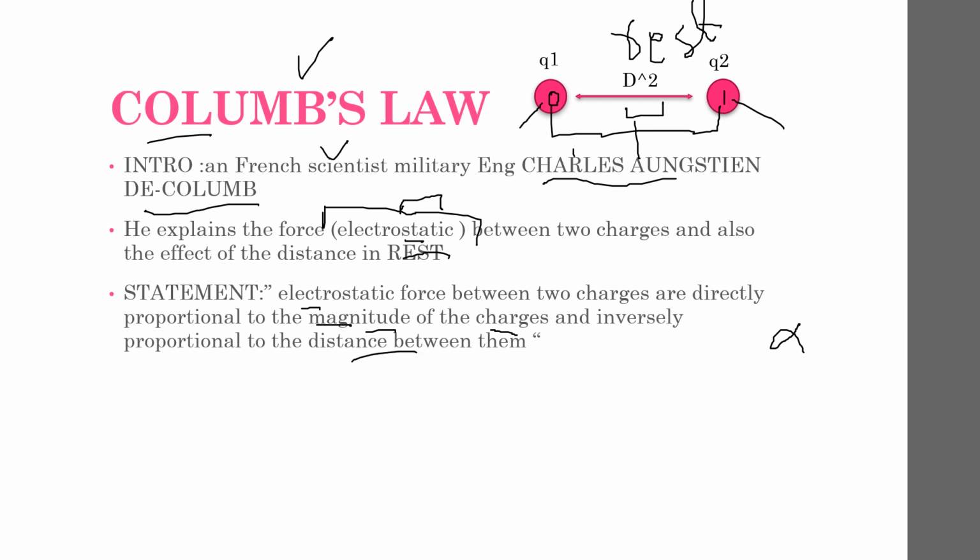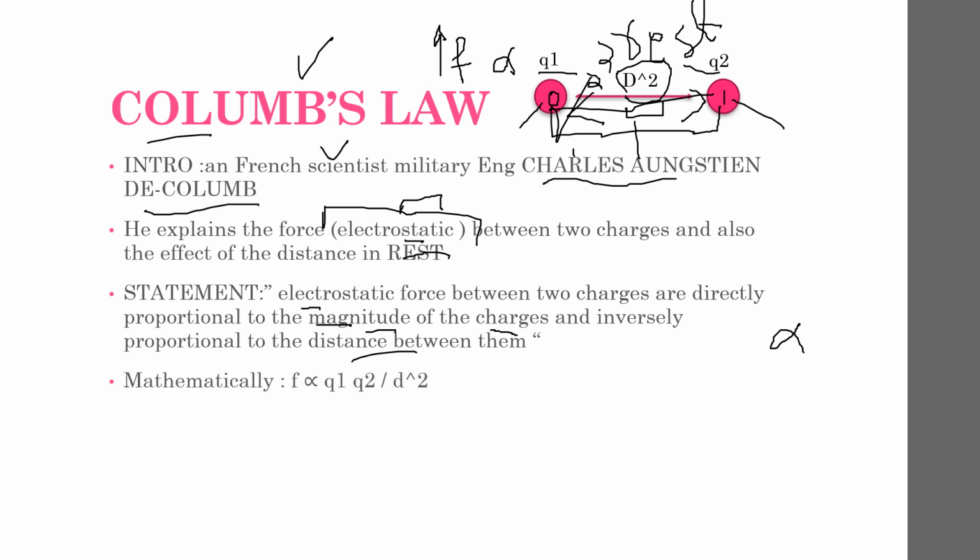Just suppose the electrostatic force is directly proportional to Q1. If Q1 is equal to 2, then we say the force is directly proportional to 2. If the charge increases, it will become 3, 4, 5, 6, 7, that depends on the situation. The same goes for Q2. So here he states that the force is directly proportional to these two charges and inversely proportional to the distance, because we know that if the distance is more, the force between them would be less.